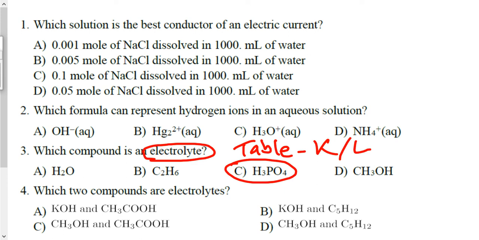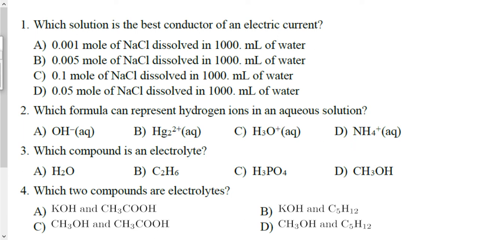So do not make things complicated for these types of questions during the Regents. All you have to do is first take a look at reference tables K and L, both reference tables. And if one of the options is there, then you just pick that option.